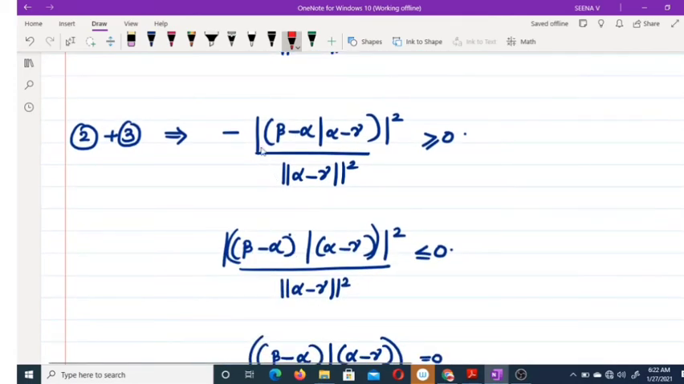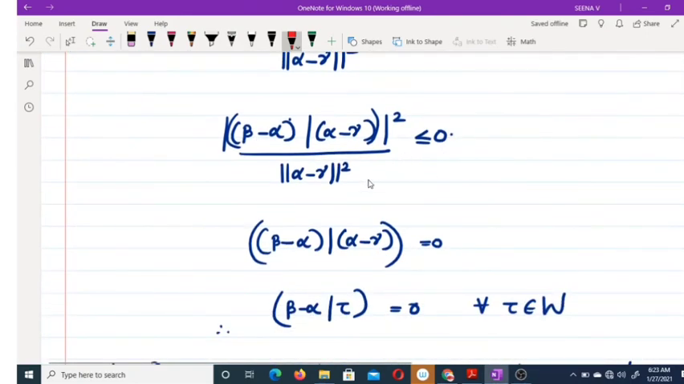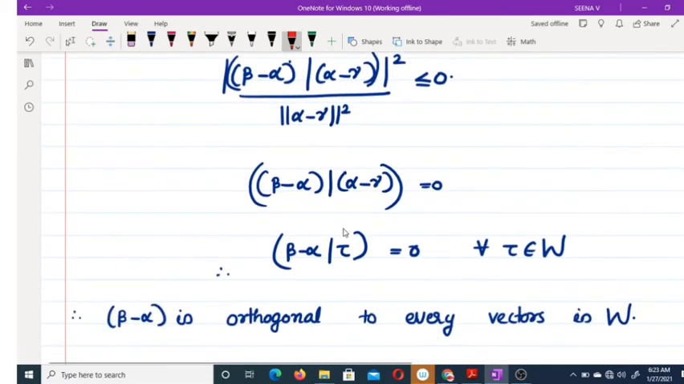But there is a negative sign, therefore if you multiply throughout by the negative sign, we will get this is less than or equal to 0. What about the denominator? The denominator is always greater than 0, and therefore this is less than or equal to 0 means the numerator is less than or equal to 0. What about the numerator? This is a modulus, therefore the modulus value is always greater than or equal to 0. Therefore, this is less than or equal to 0 means that term must be equal to 0. That is, the modulus of the inner product of beta minus alpha and alpha minus gamma is equal to 0. That means the inner product of beta minus alpha and alpha minus gamma is equal to 0.